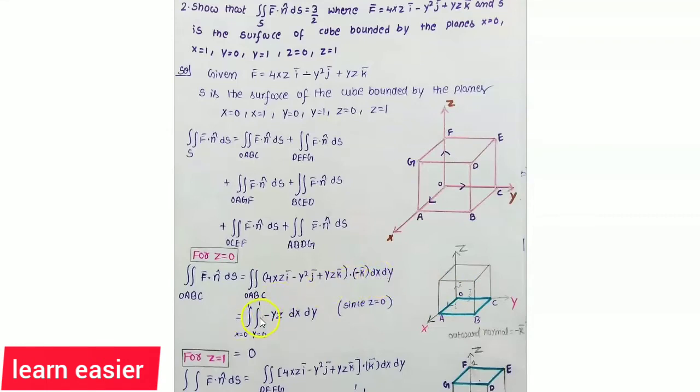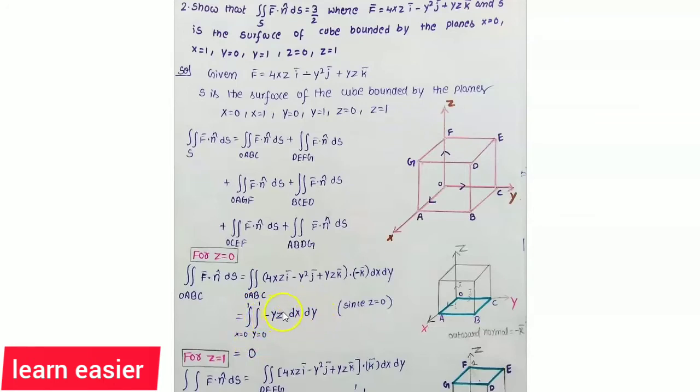Now you can see here the limits are x equal to 0 to 1 and y equal to 0 to 1. Why? Because the question itself gives x equal to 0 and x equal to 1, and here y equal to 0 and y equal to 1. The question itself gives the limits of x as 0 to 1, y as 0 to 1, as well as z also 0 to 1. So that's why we have taken the limits x equal to 0 to 1 and y equal to 0 to 1 and minus yz into dx into dy.